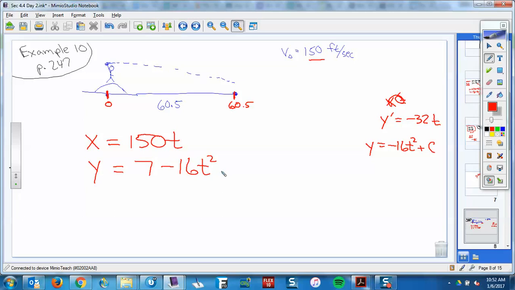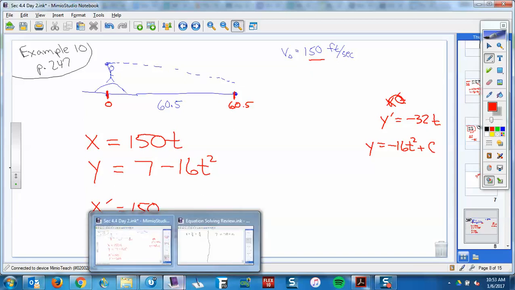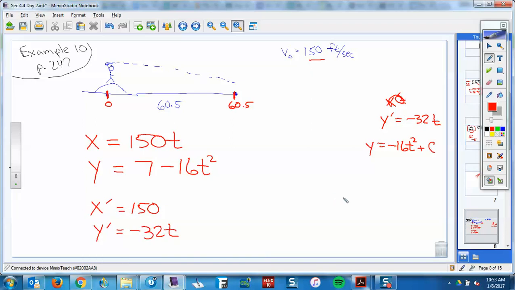Now, the question that is asked on page 247 is, when does it cross the plate? At what speed does it cross the plate? Is it a strike? And where does it land? So we can get all of that information from here. The first thing we want to do is get our derivatives. So we want x prime, which is 150, and y prime, which is negative 32t.